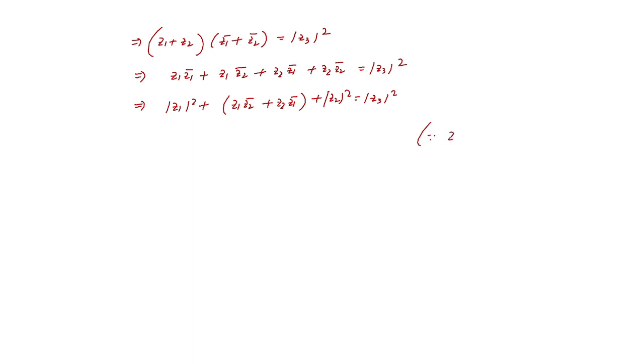Now we just apply these things. Mod Z1 equals mod Z2 equals mod Z3, because this condition is already given. So from this we can write Z1 Z2 bar plus Z2 Z1 bar. This value will be minus mod Z1 square.